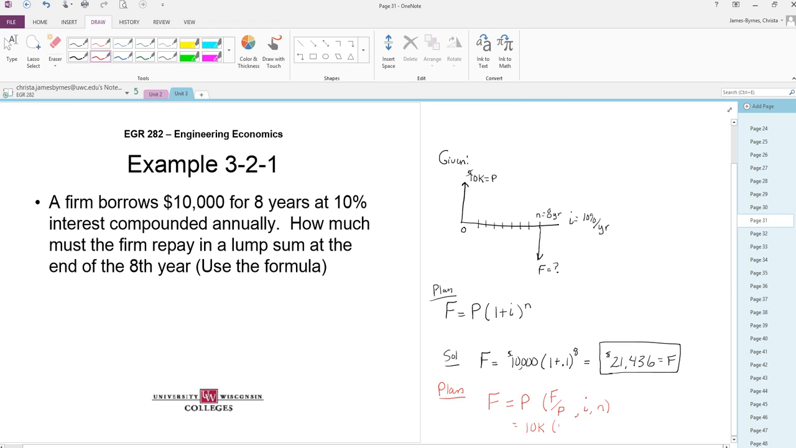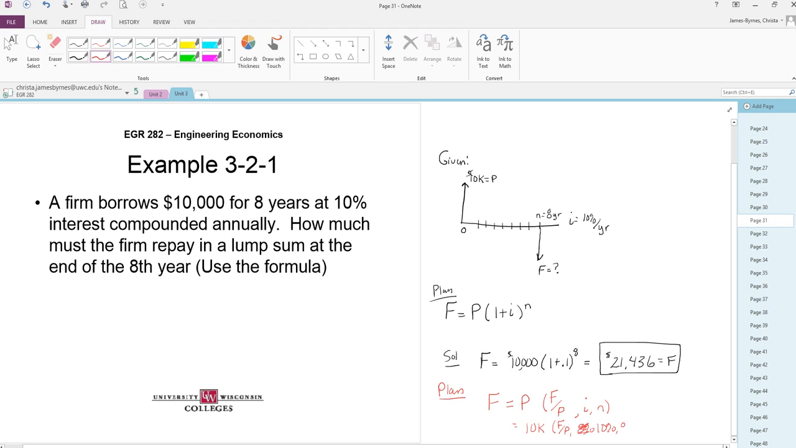10,000 times find an F given a P at, let me see if I can go down here a little bit. Hold on. It's not going to let me go down. Okay, I'm going to run out of room. It's okay, I'll write small. 8%. Oh, sorry, 10%. Cross that out.